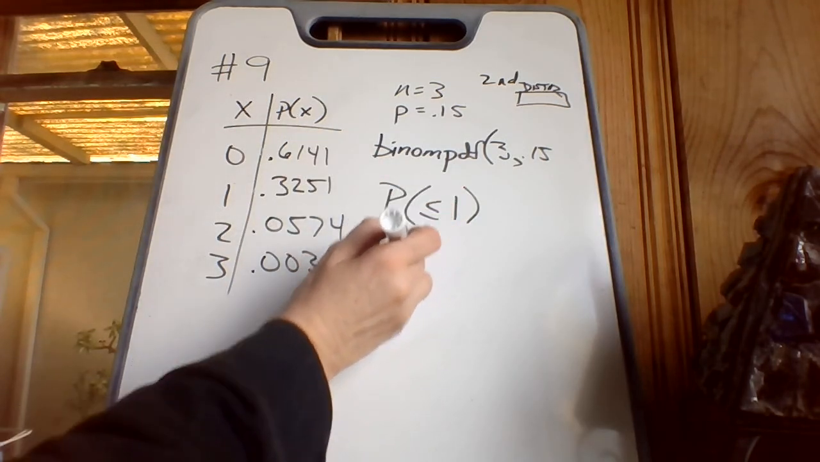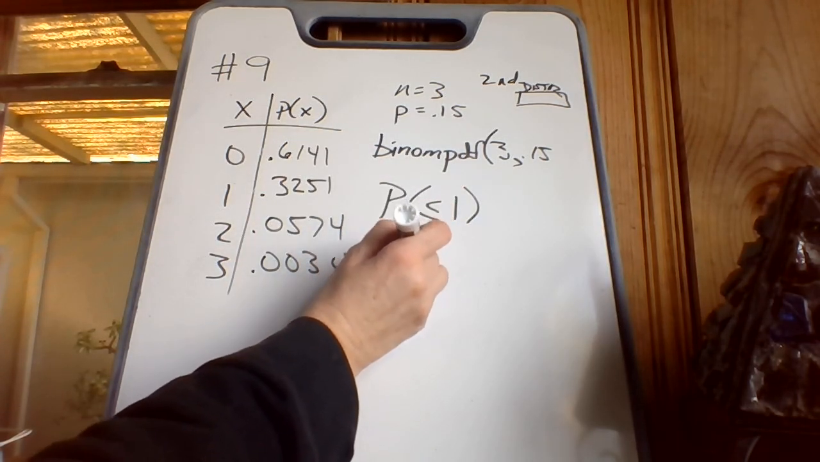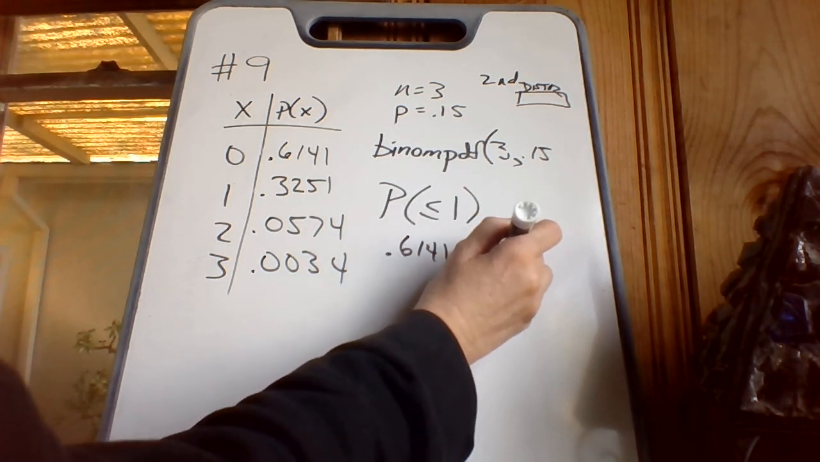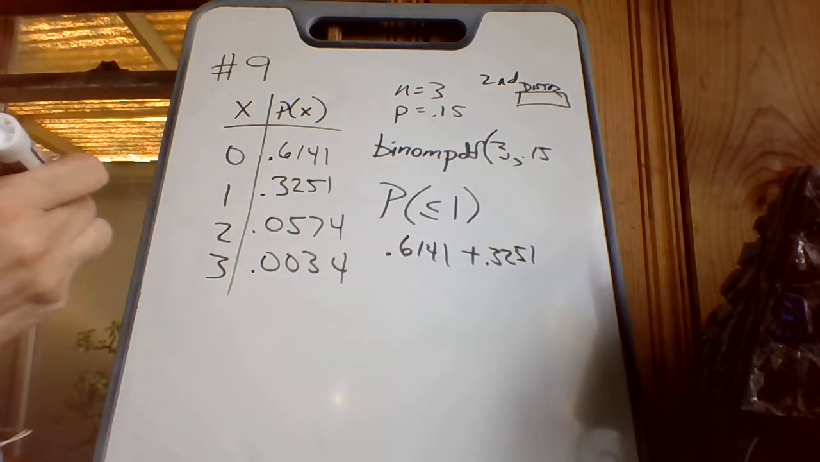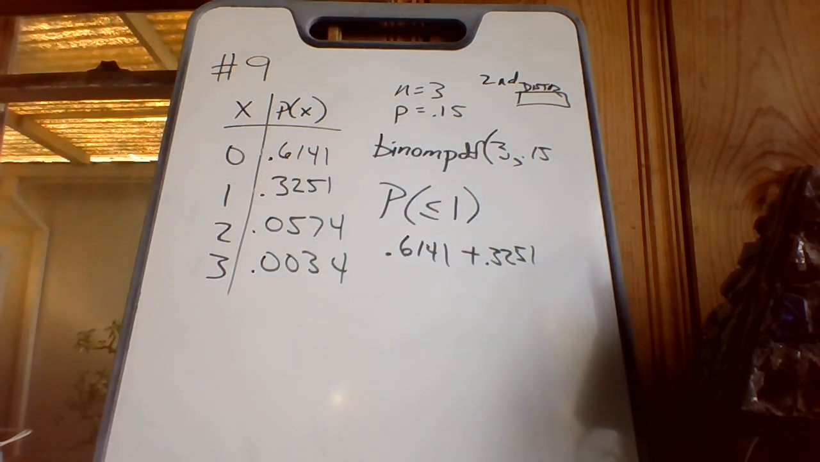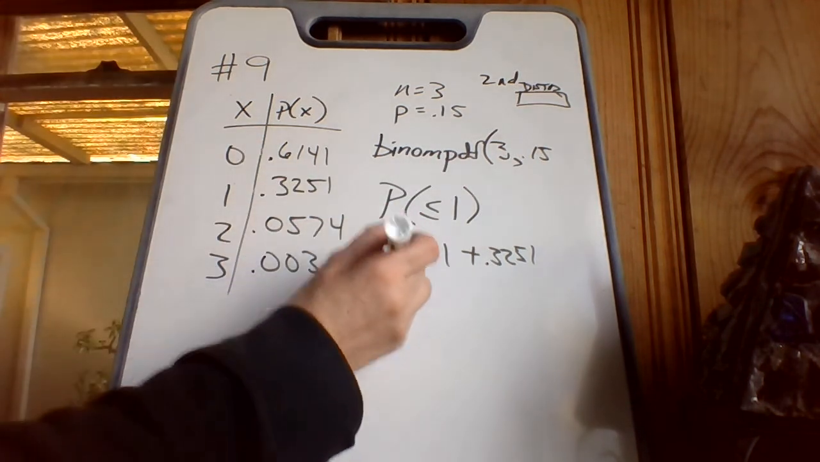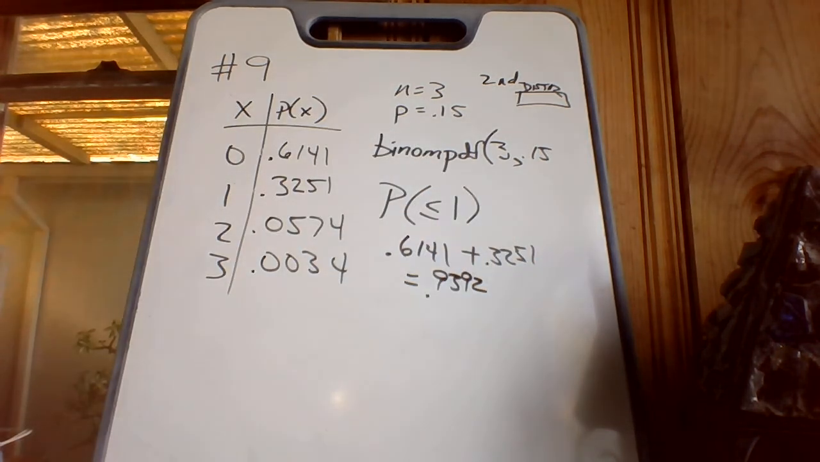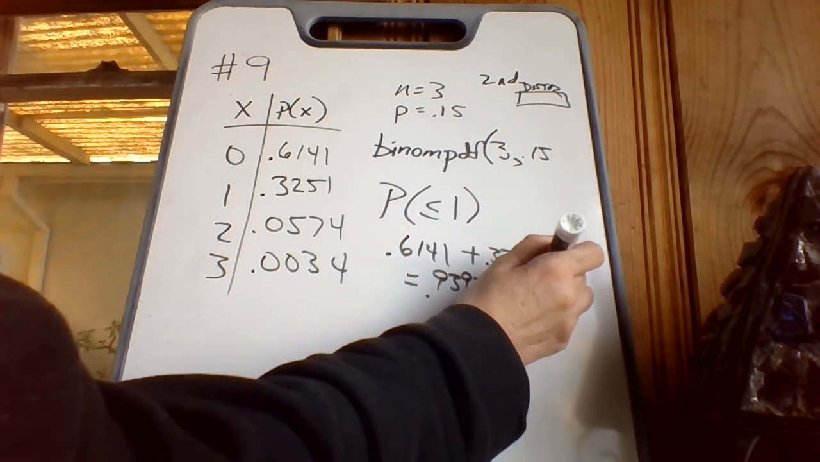Less than or equal to 1 is the probability of 0 plus the probability of 1. Now, I could probably have looked at this and told you that that's greater than 5%, but I'm just going to add it up anyway. 0.6141 plus 0.3251 is 0.9392. So you should go ahead and add that up on your paper, even though it should have been obvious a long time ago that that is greater than 5%.